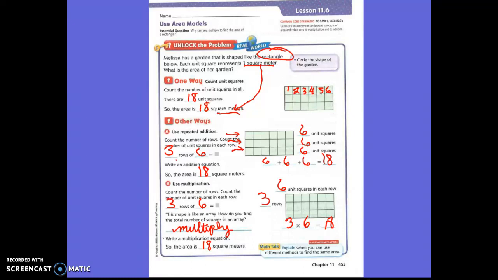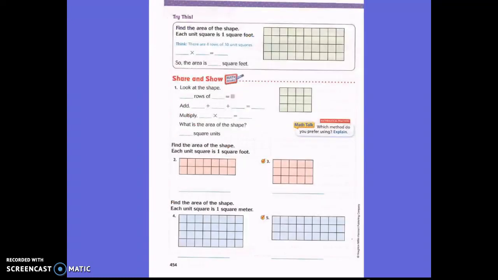Okay? You always multiply the row by how many in each row. How many rows are there? And then how many in the rows are there? Okay? All the rows should be equal. Okay? Because in an array, all rows are equal, right? Yes. Turn the page.